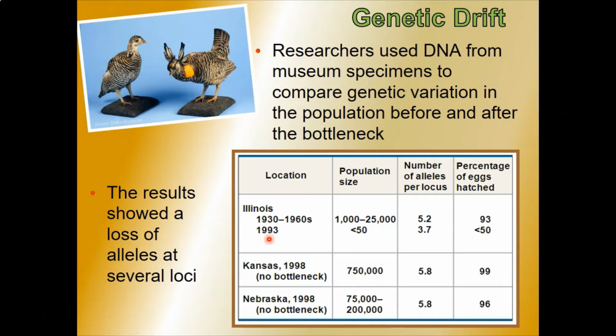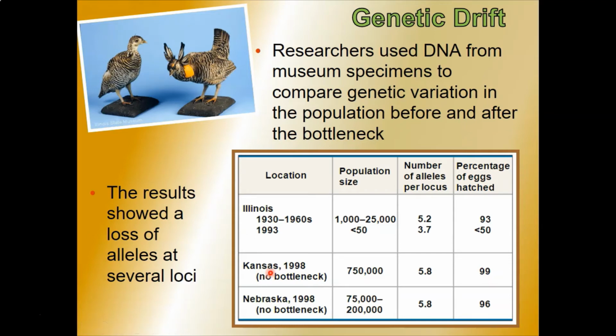Then look at after the bottlenecking. Now the population size, less than 50. Look at the number of alleles per locus. Whoa, we lost quite a bit. And the percentage of eggs hatched, less than 50. Huh. And that's the problem with bottlenecking, right?